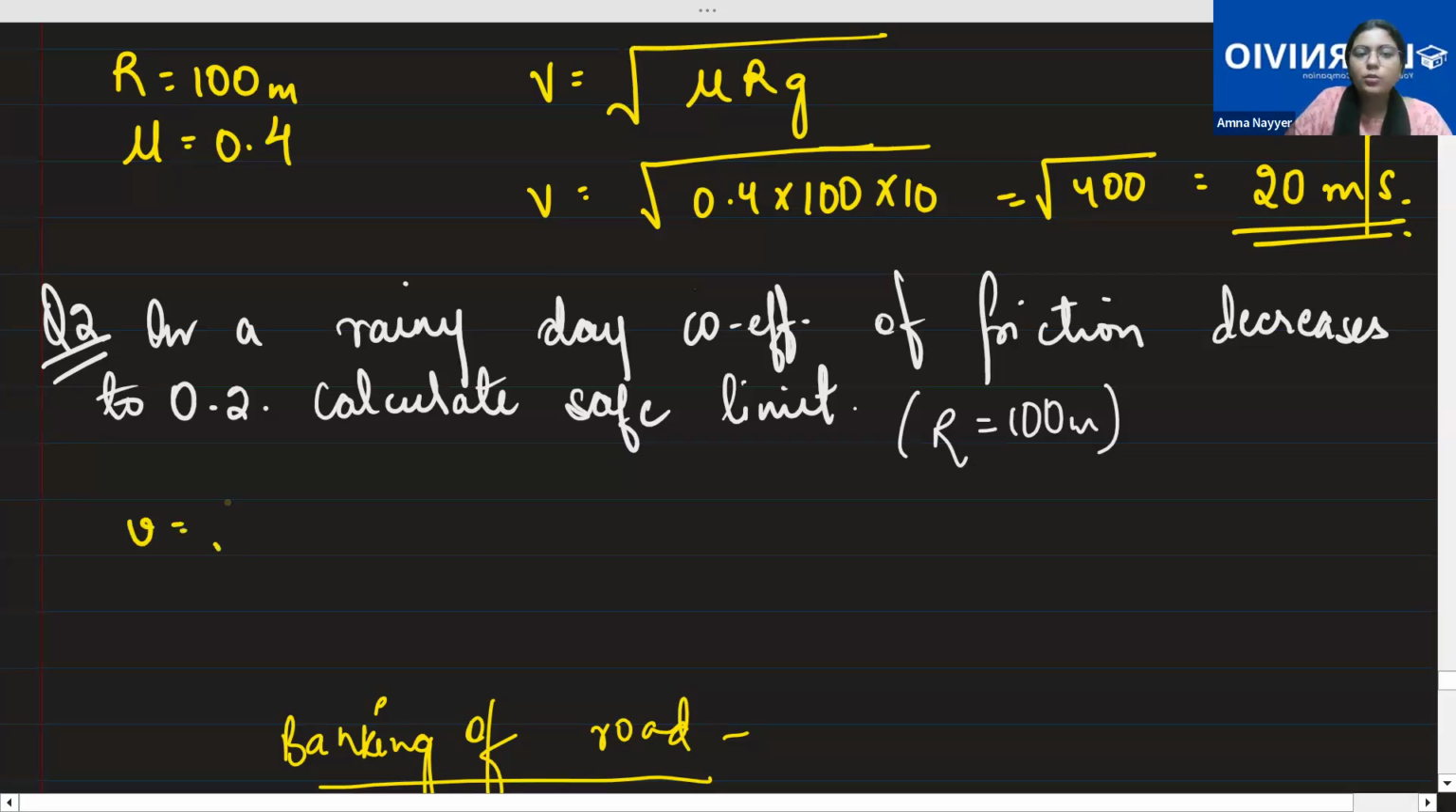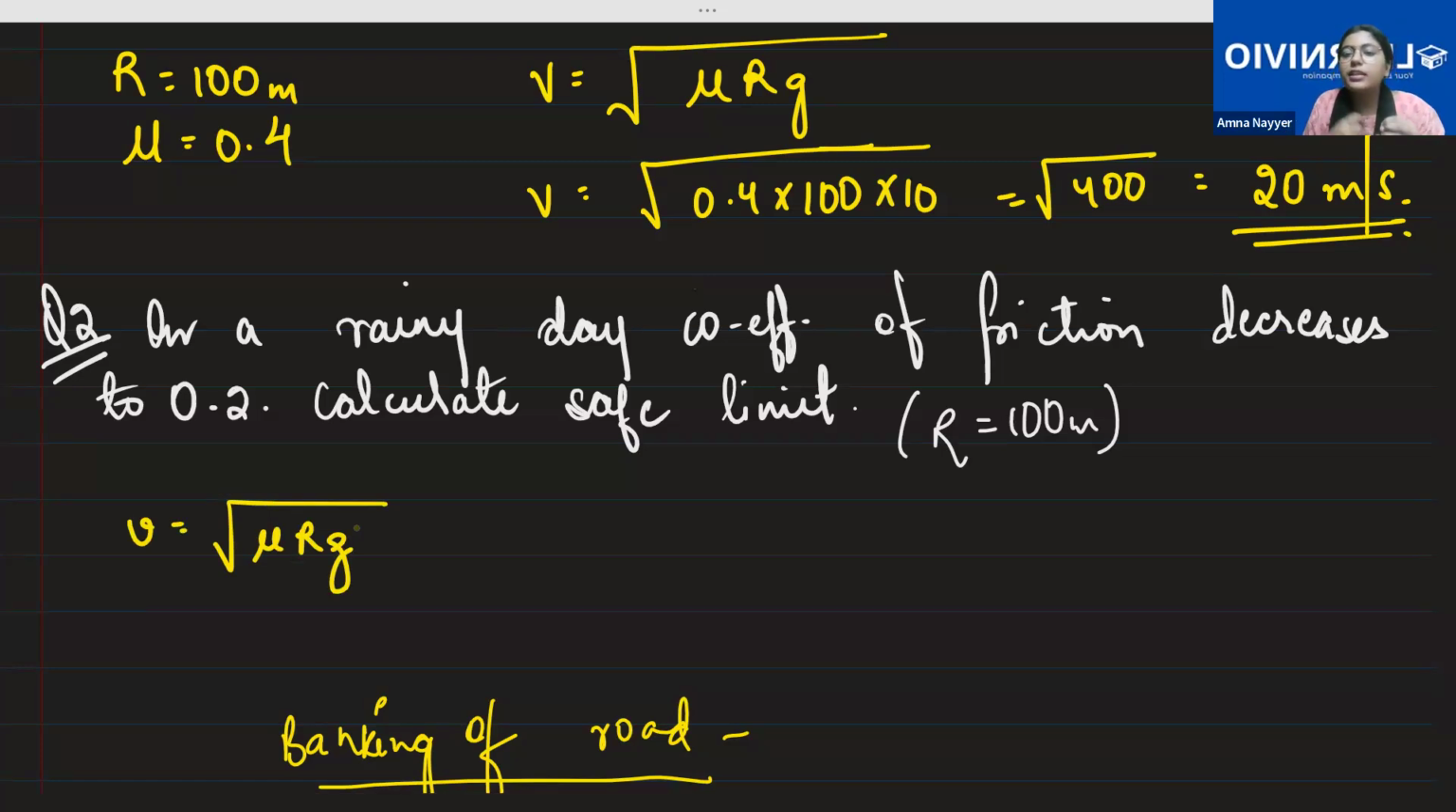Velocity is equal to under root mu r g. This is the safe limit of the car. It means if this velocity is crossed, the car will skid away. Formula is under root mu r g. Am I clear now, Mariam and Nabiha, both of you? Yeah, ma'am.